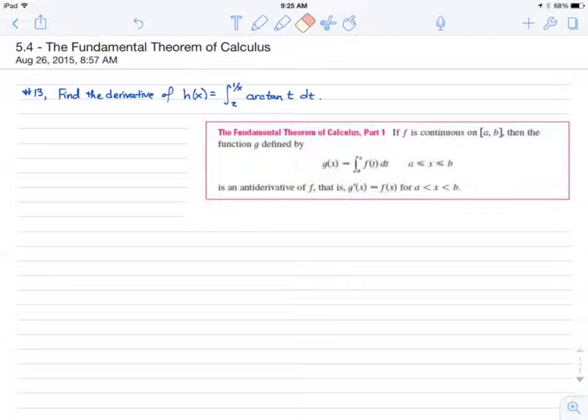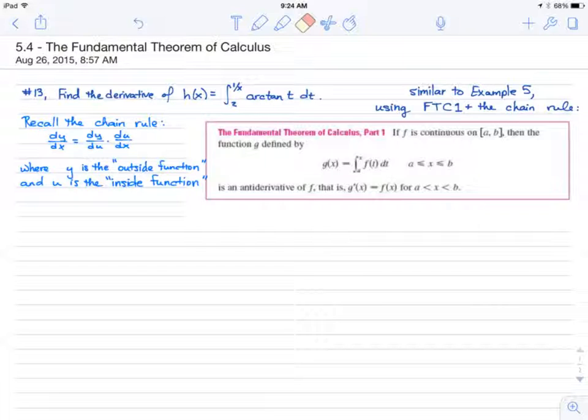Well, where else in calculus have we seen, here's some rules what to do with x. Oh wait, now instead of x, I'm going to put a whole function in that spot. This comes up when we do the chain rule, and we're going to use the chain rule again here to solve this problem. This problem is really similar to example 5 from the textbook, and we're going to use the Fundamental Theorem of Calculus Part 1 along with the chain rule to solve it.